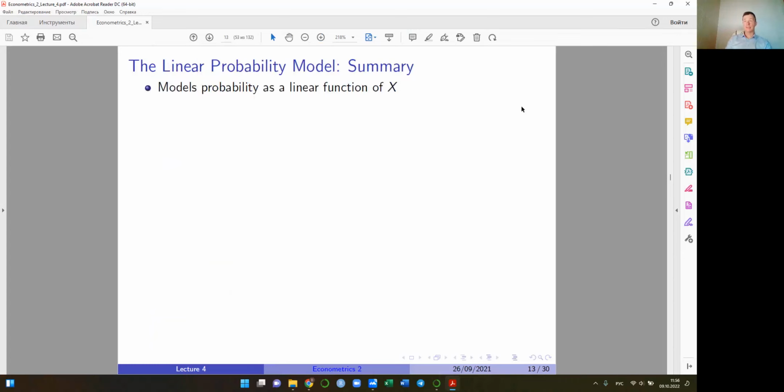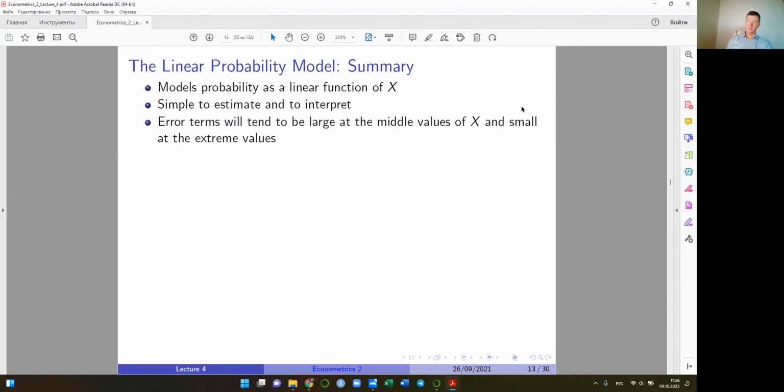Now, as the summary of what is special about the linear regression model in the case when the dependent variable is binary. First of all, because it's a linear regression model, it models probability as a linear function of x. So probability linearly changes with equal changes in x. It's simple to estimate. We know techniques for how to estimate this, and the interpretation is very obvious.